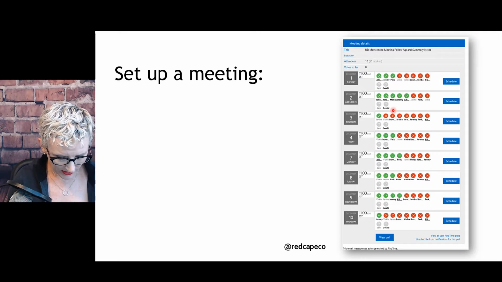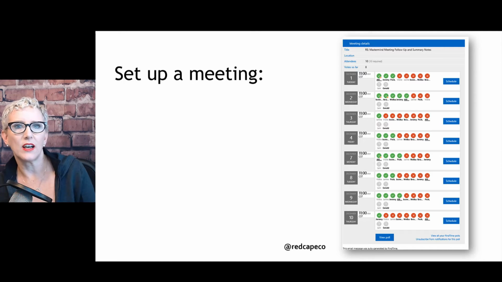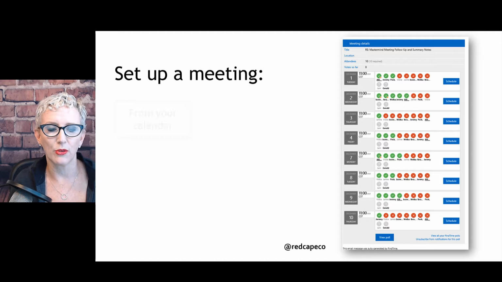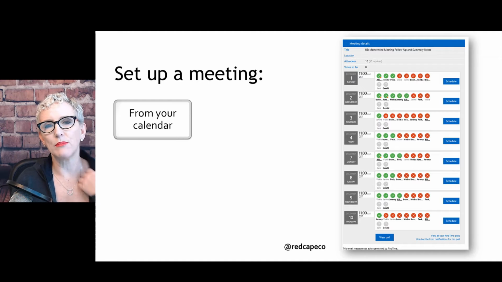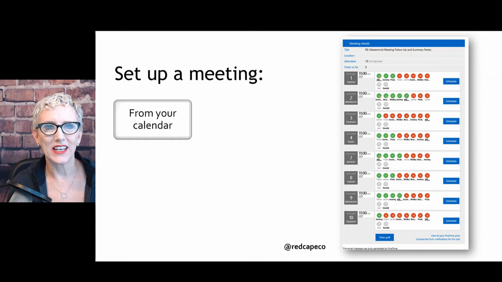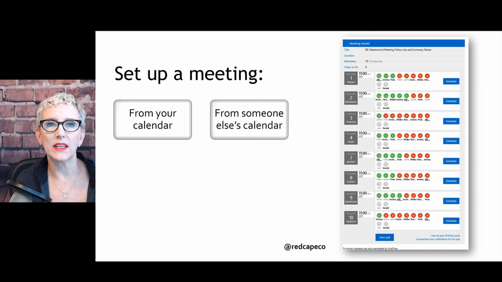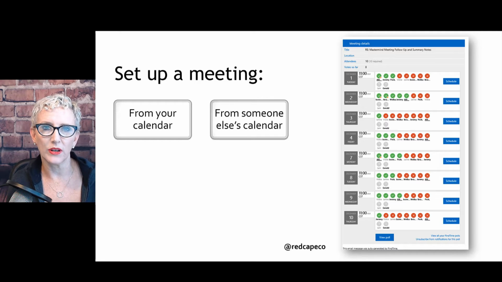So let's talk about the two different types of meetings that you might set up. The first one is going to be a meeting from your calendar, meaning that once you set up the meeting, once there's consensus, it's actually going to come from your calendar. And then the other scenario would be that you are helping out, you're kind of the meeting organizer, and you're helping book the meeting, and you're going to get consensus for the group, but it's actually going to come from somebody else's calendar. And that's what this scenario was.